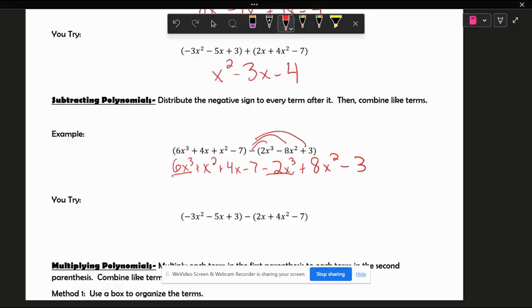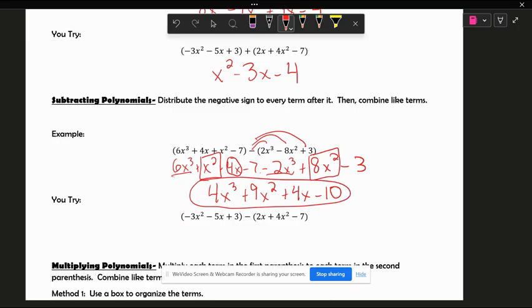So again, just combining like terms now. 6x cubed and negative 2x cubed is 4x cubed. x squared and 8x squared is a positive 9x squared. We got plus 4x, and that's it. And lastly, we got a negative 7 and a negative 3 for a negative 10. So this is our answer to that subtraction problem. So I'm going to give you guys a second to work on the next example.